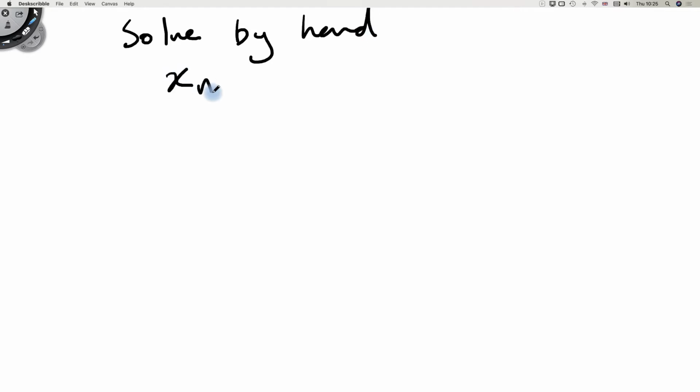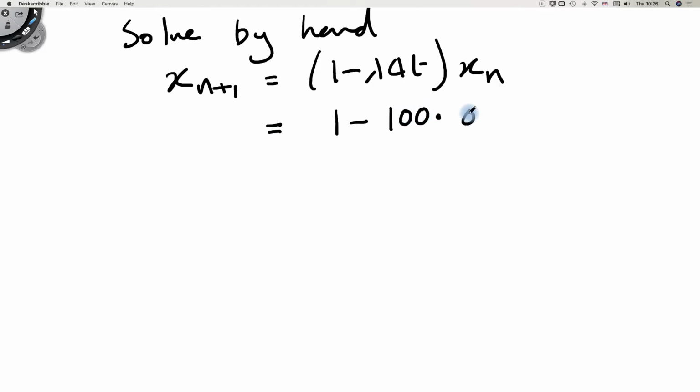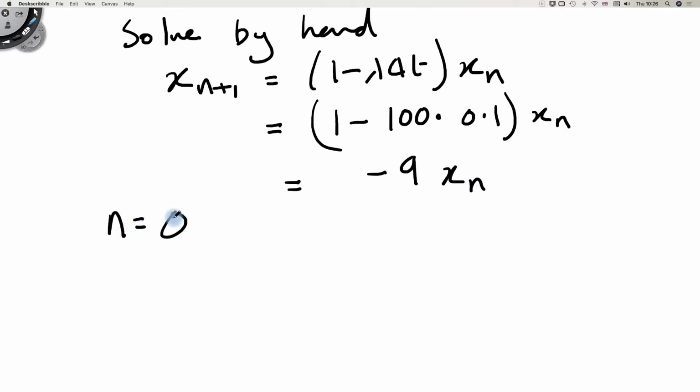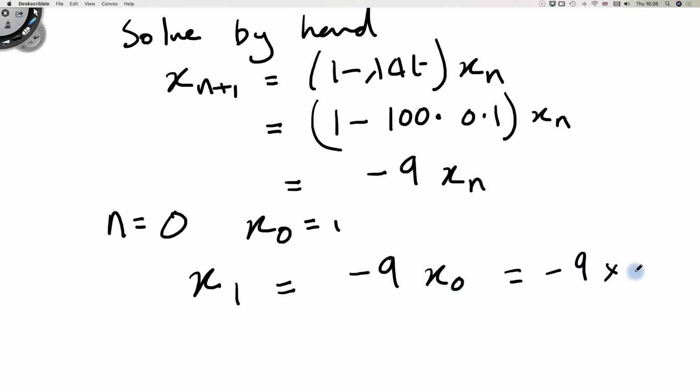So we know that x n plus 1 equals 1 minus lambda delta t times x n. That's the amplification factor. And of course now lambda delta t is 10, so that's simply 1 minus 100 times 0.1 times x n, which is minus 9 times x n. So each time the solution is multiplying through by minus 9, which sets alarm bells off and confirms that it's probably going to be unstable. But let's just do that. Let's do the first step. Let's consider n is 0, and we know that x0 is 1. That means that x1 equals minus 9 times x0, which is minus 9 times 1, which is minus 9.